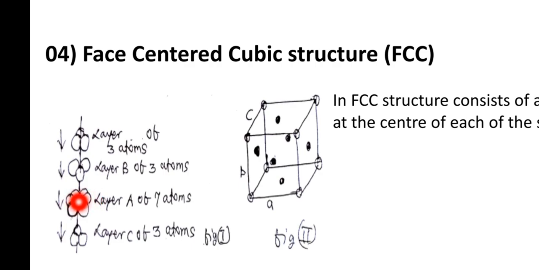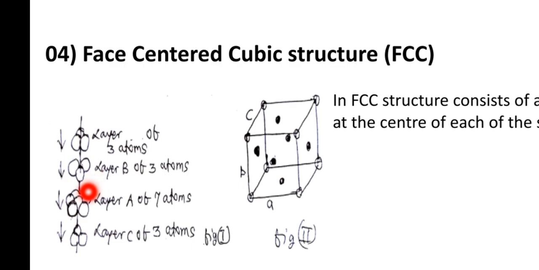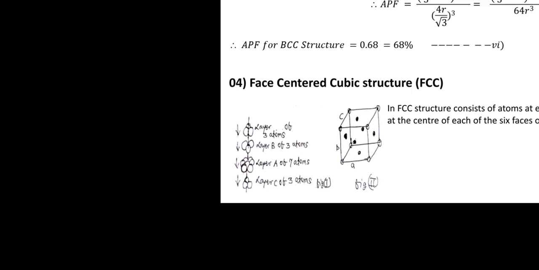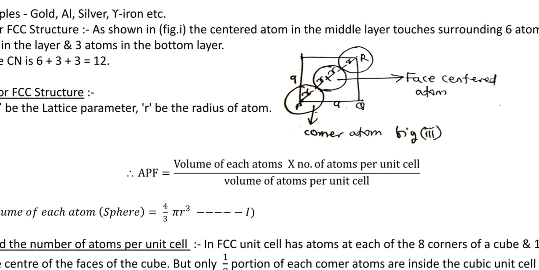Now to find the coordination number, this central atom touches surrounding 6 atoms in the same plane, 3 atoms in the plane above and 3 atoms in the plane below. Means what is the total coordination number? 6 plus 3 plus 3 means 12. Coordination number is 12. Now we have to calculate the APF.